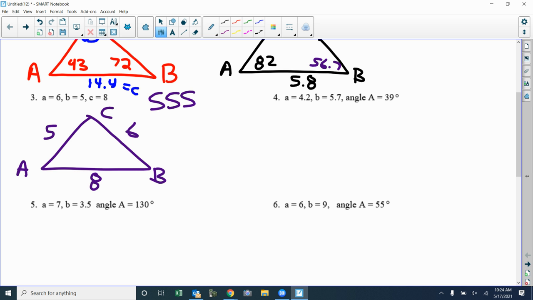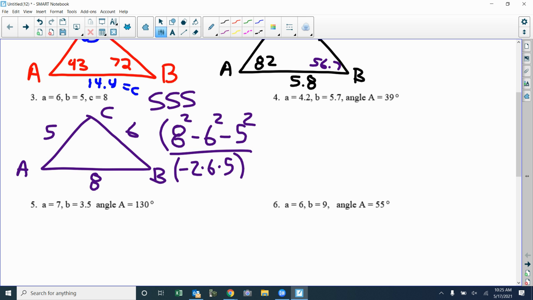Okay, so I'm gonna use that bottom one. So then your calculator is gonna be 8 squared minus 6 squared minus 5 squared all over -2 times 6 times 5. Make sure these things are in brackets. And that would be the cos of angle C. So you're gonna need to use your inverse there.